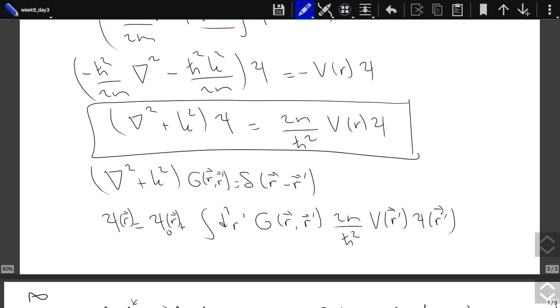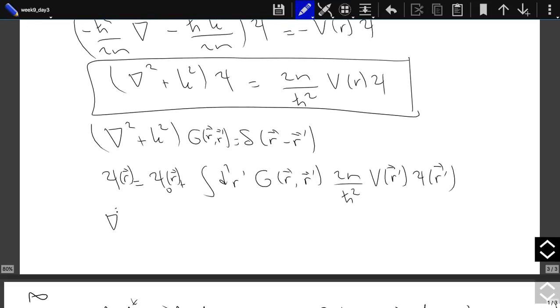And psi 0 being the solution of the homogeneous equation. Well, that psi 0 will be our plane wave. So the first term is kind of our plane wave solution. The second one, it might also have a plane wave contribution, but plus an outgoing wave. That is what we are looking for.